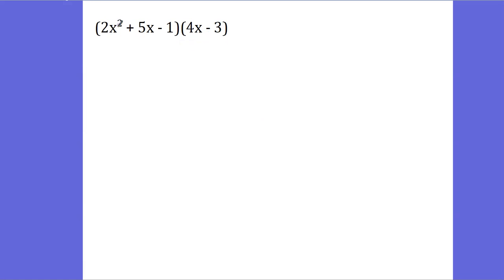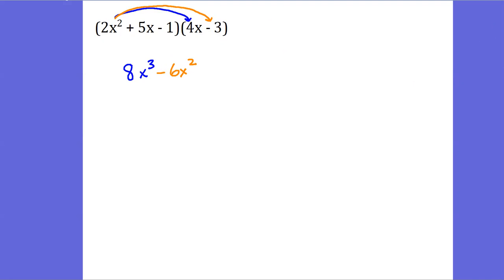You can take and make sure that you're doing your 2x times your 4x. I'm going to distribute each of these with each of these. 2x squared times 4x would give me 8x cubed. I'm going to try to color code this, and then I need to distribute my 2x squared times my -3. 2x squared times -3 would be -6x squared. And that takes care of the 2x squared.